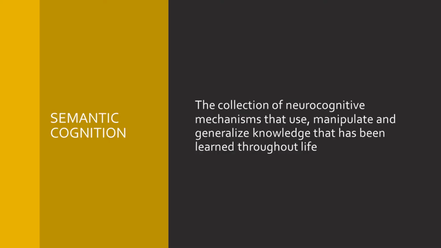Semantic cognition refers to the collection of neurocognitive mechanisms that allows us to use, manipulate, and generalize knowledge that we learn throughout our life. We then use this knowledge to support all types of verbal and nonverbal behaviors. These behaviors can be as simple as spreading jam on bread, but it does require a person to recognize what certain objects are and what actions should be taken.